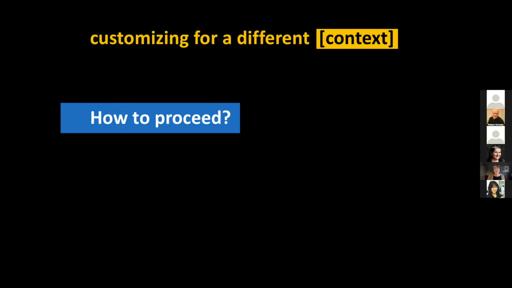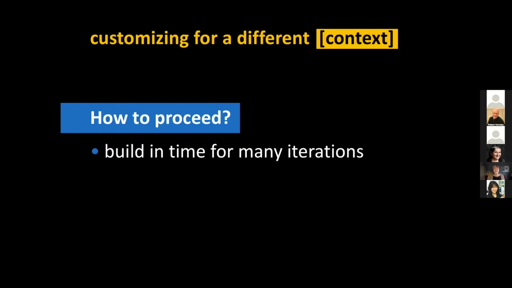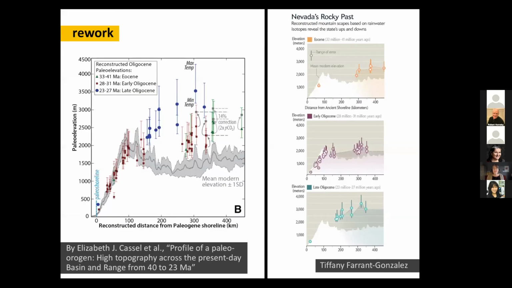So how do you proceed? Well, first of all, build in time for many iterations, as Alyssa noted. Even straightforward text-based modifications can take some time. And many of the examples I've shown were not the first attempt at that solution. For example, for a piece on reconstructing the Sierra Nevada mountain range based on ancient rainfall data, we started with the data from the chart on the left.